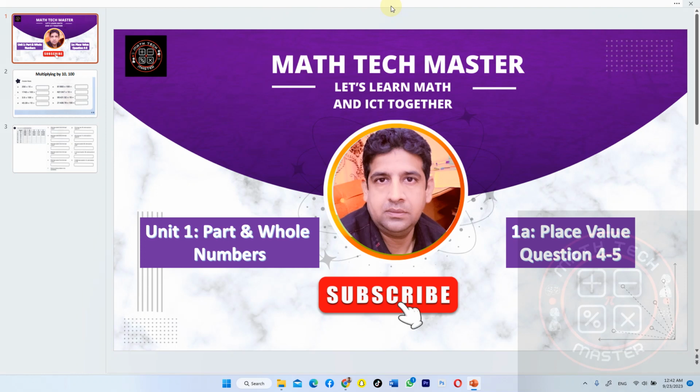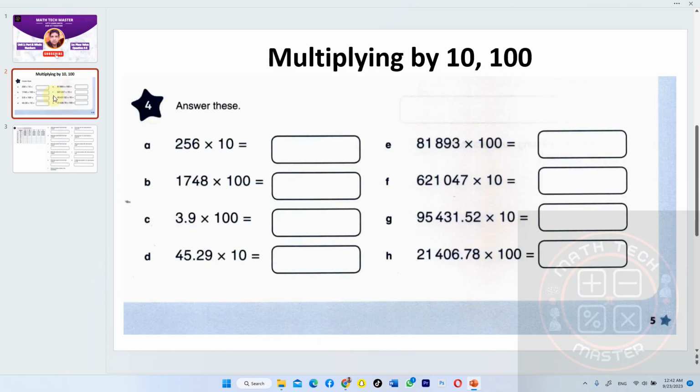So in today's lesson we will be learning about the multiplication and division of 10, 100 and thousands with the whole numbers and with the decimal numbers. So let's not waste our time and move to our questions. Okay, now first of all, we will be multiplying by 10 and 100.